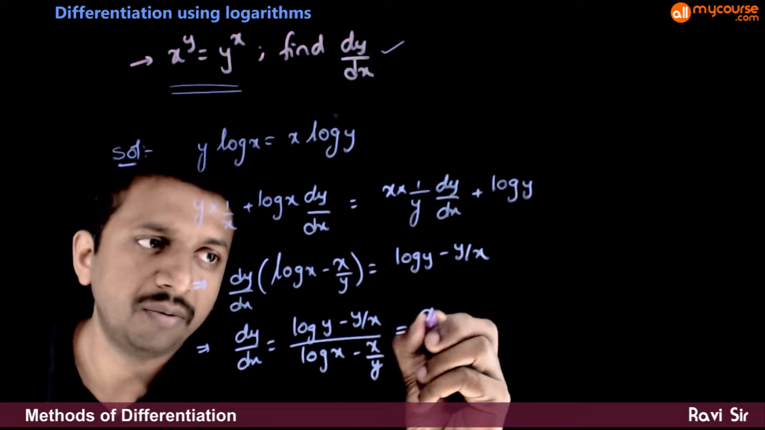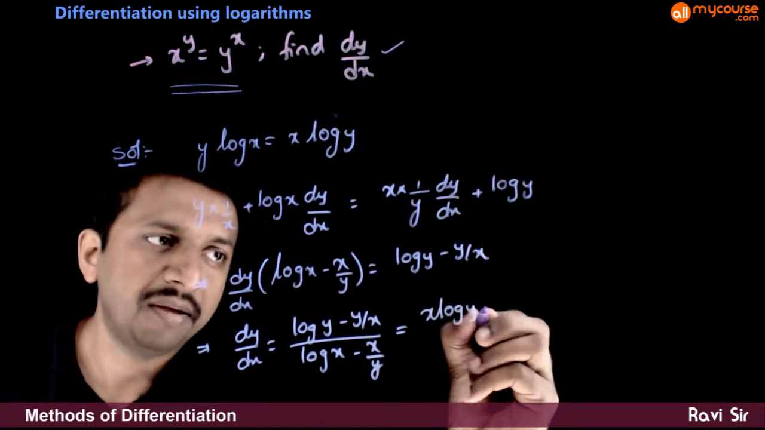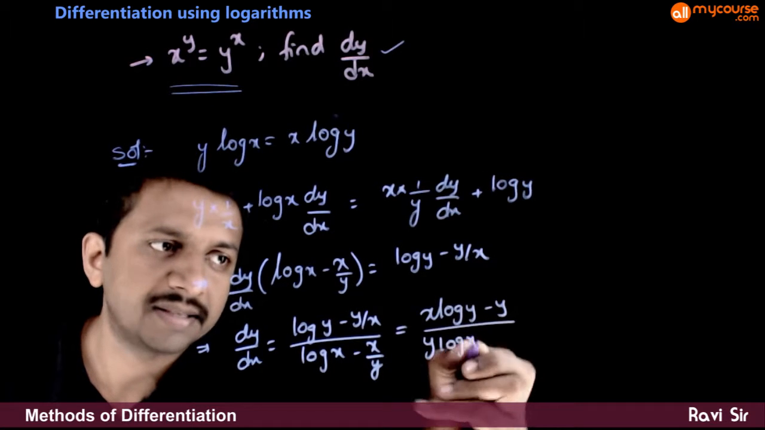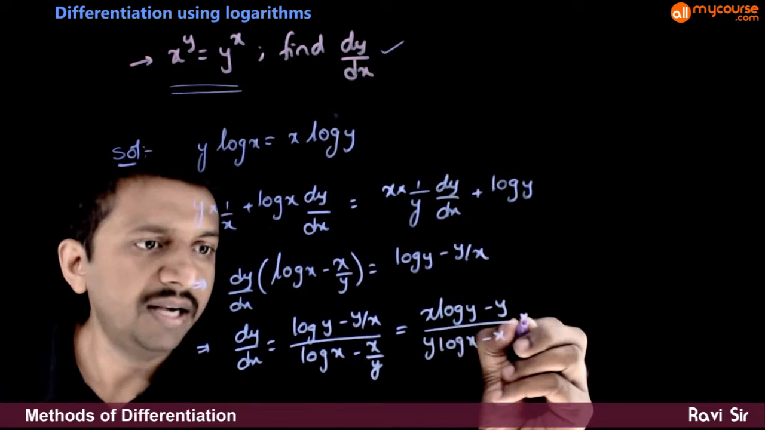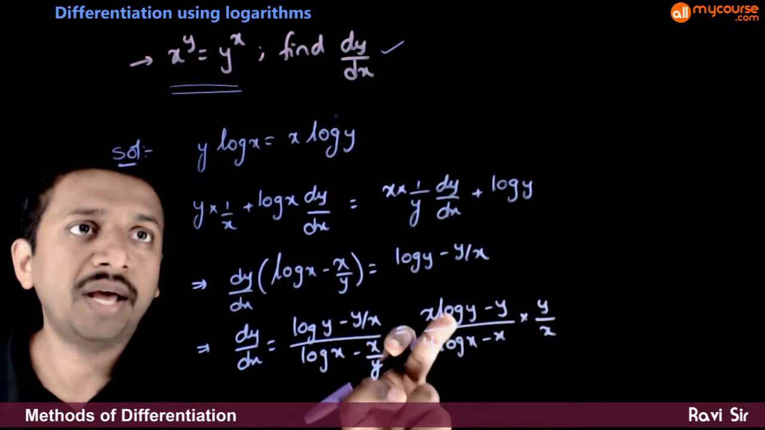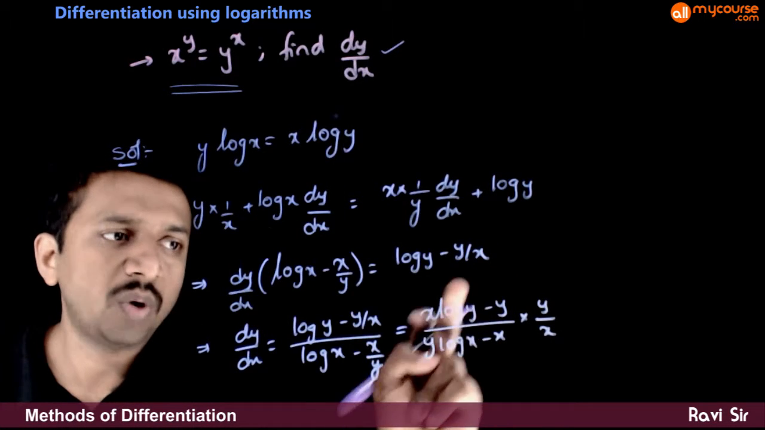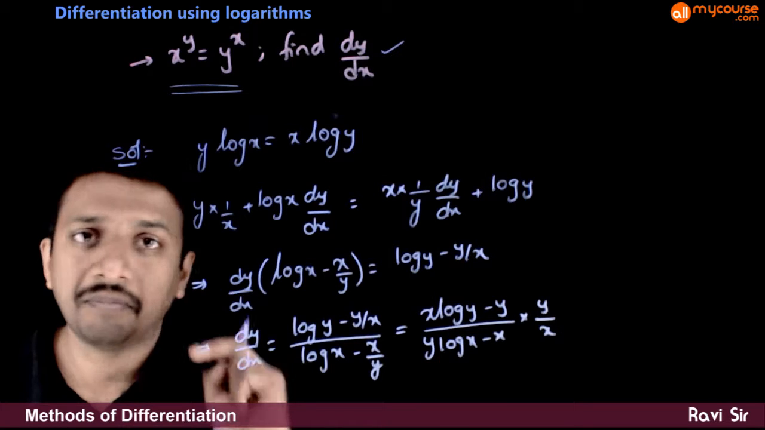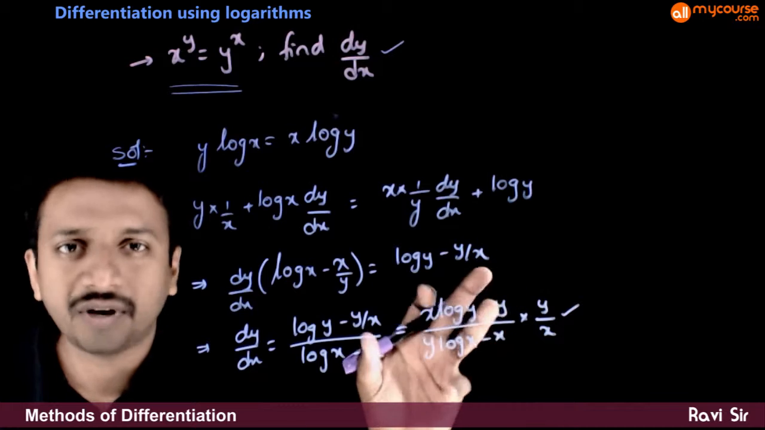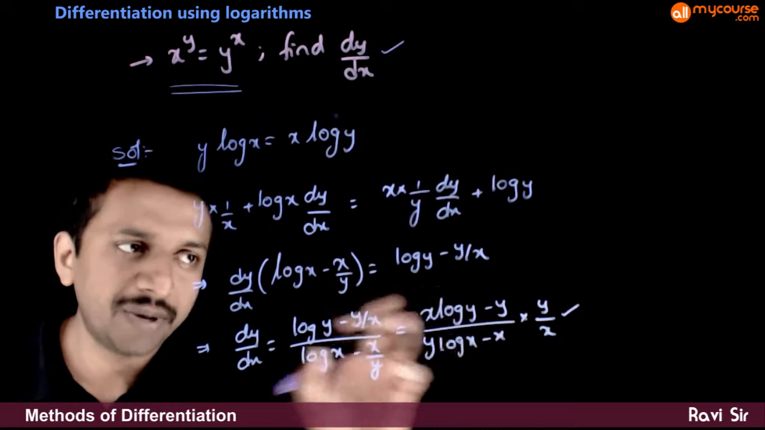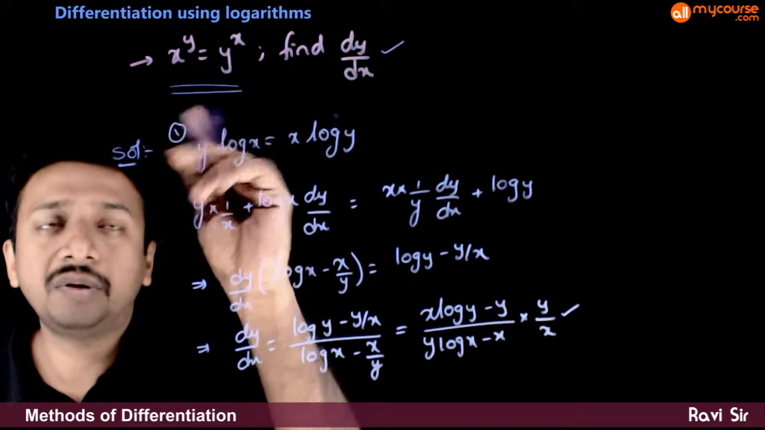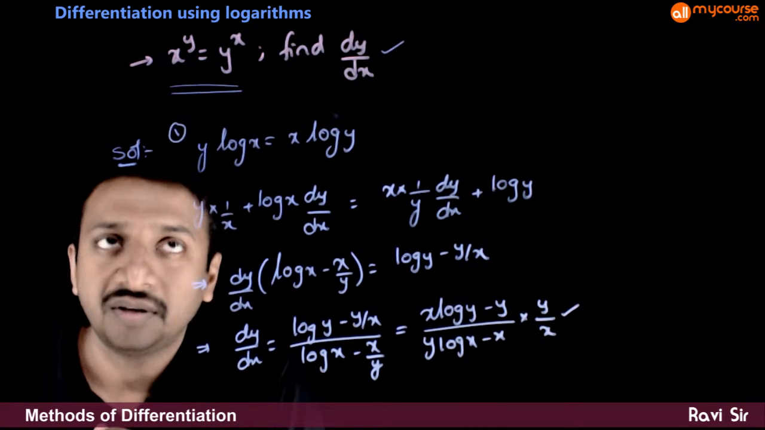So that is equal to (x log y minus y) divided by (y log x minus x) into y by x. So (x log y minus y) by (y log x minus x) times y by x is the differentiation. If you want to simplify this further, you can, but you can stop here. So this is one way in which you can do the differentiation of this.